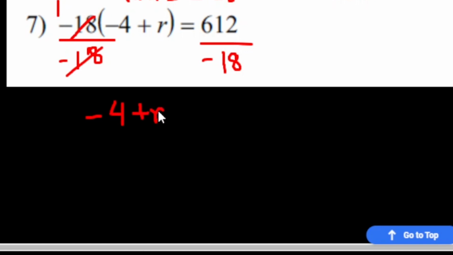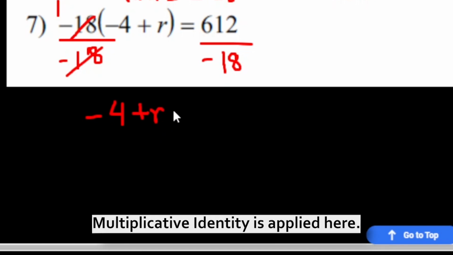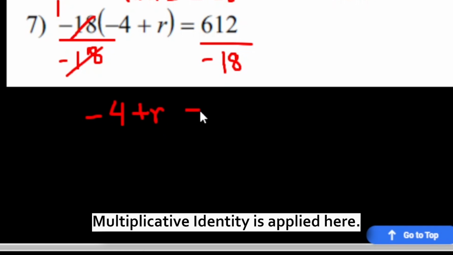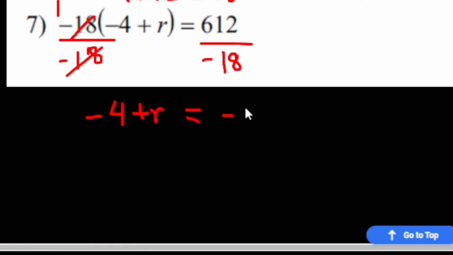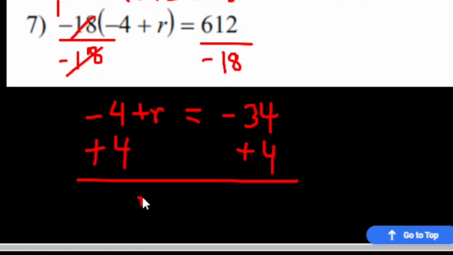So remember the multiplicative identity property. Negative 4 plus r equals negative 34. We have a plus sign and a minus sign. If we divide a plus and a minus, we get a minus sign. So now to get rid of this negative 4, we simply do the opposite operation, which is plus 4 on both sides. We get r equals negative 30.